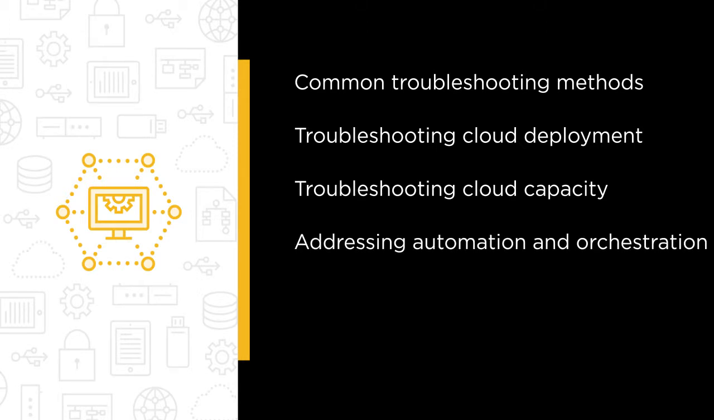In the Addressing Automation and Orchestration Workflow Breakdowns module, we discuss automation and orchestration solutions and the common problems that involve them. In the Troubleshooting Cloud Networking Using Common Tools module, the focus moves to the network, where we talk about the common issues that are found as well as a review of some of the different tools that are used to help find and resolve them.